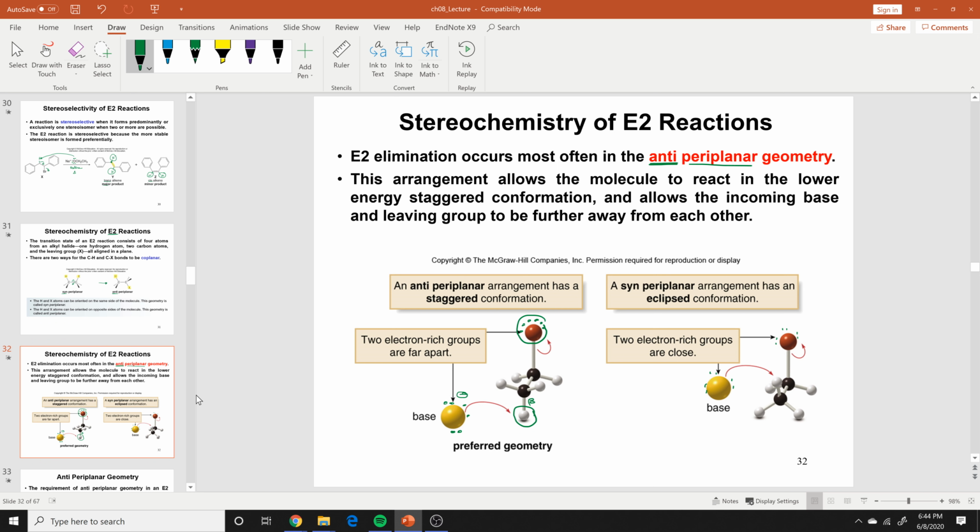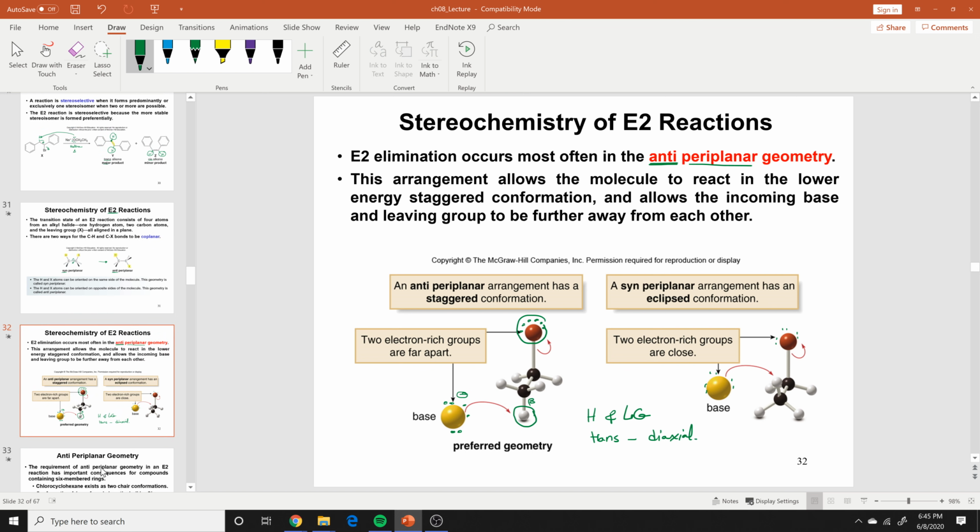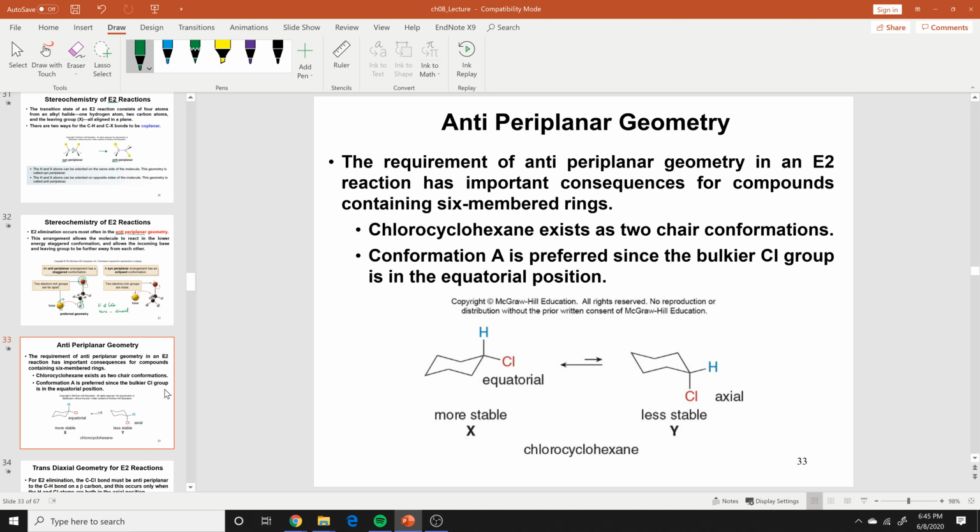It's going to be 180 degrees away from it in a different plane, in other words. So it's a preferred geometry where the base comes, takes the hydrogen, forms a double bond, and the halogen leaves from the other side. This is the stereochemistry for the E2 mechanism, where we say that the hydrogen in a cyclohexane and the leaving group have to be trans diaxial with respect to each other, or in other words, anti-periplanar with respect to each other.